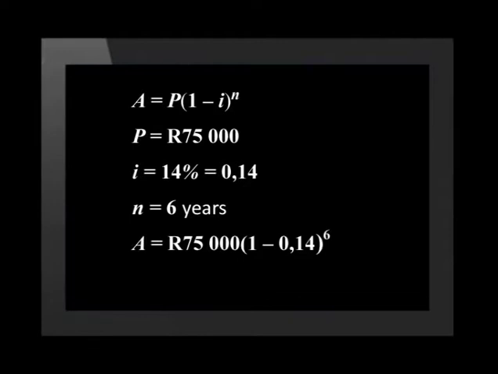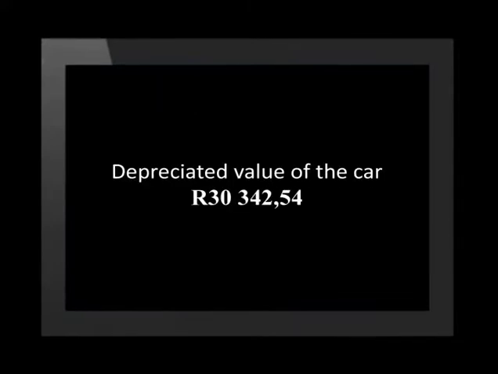Using a calculator, we found that the value of A is 30,342,54264. This means that after 6 years, the car will be worth 30,342 Rand and 54 cents. Now that we know how to calculate the depreciated value of an item using compound decay, we can use the same formula to calculate an item's original value.